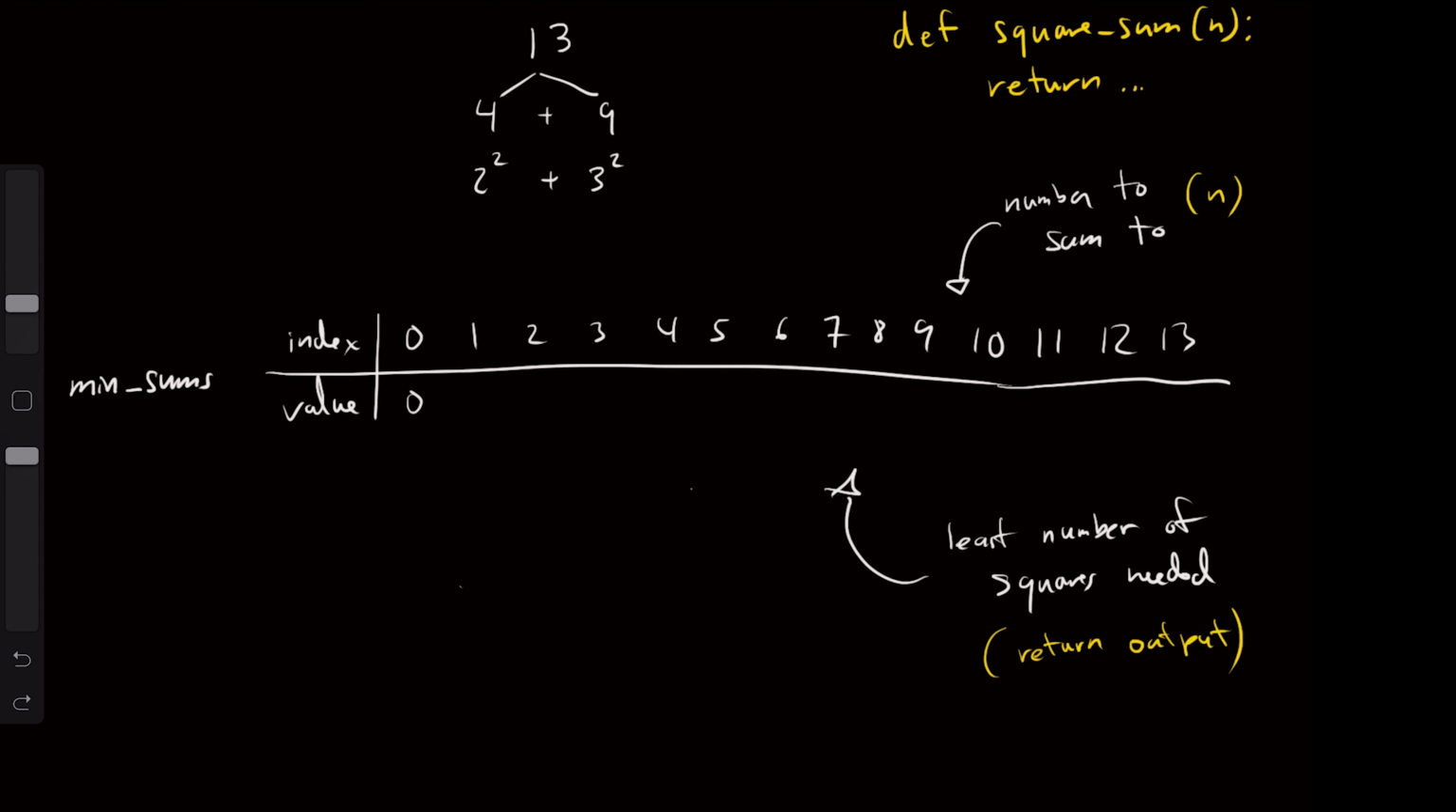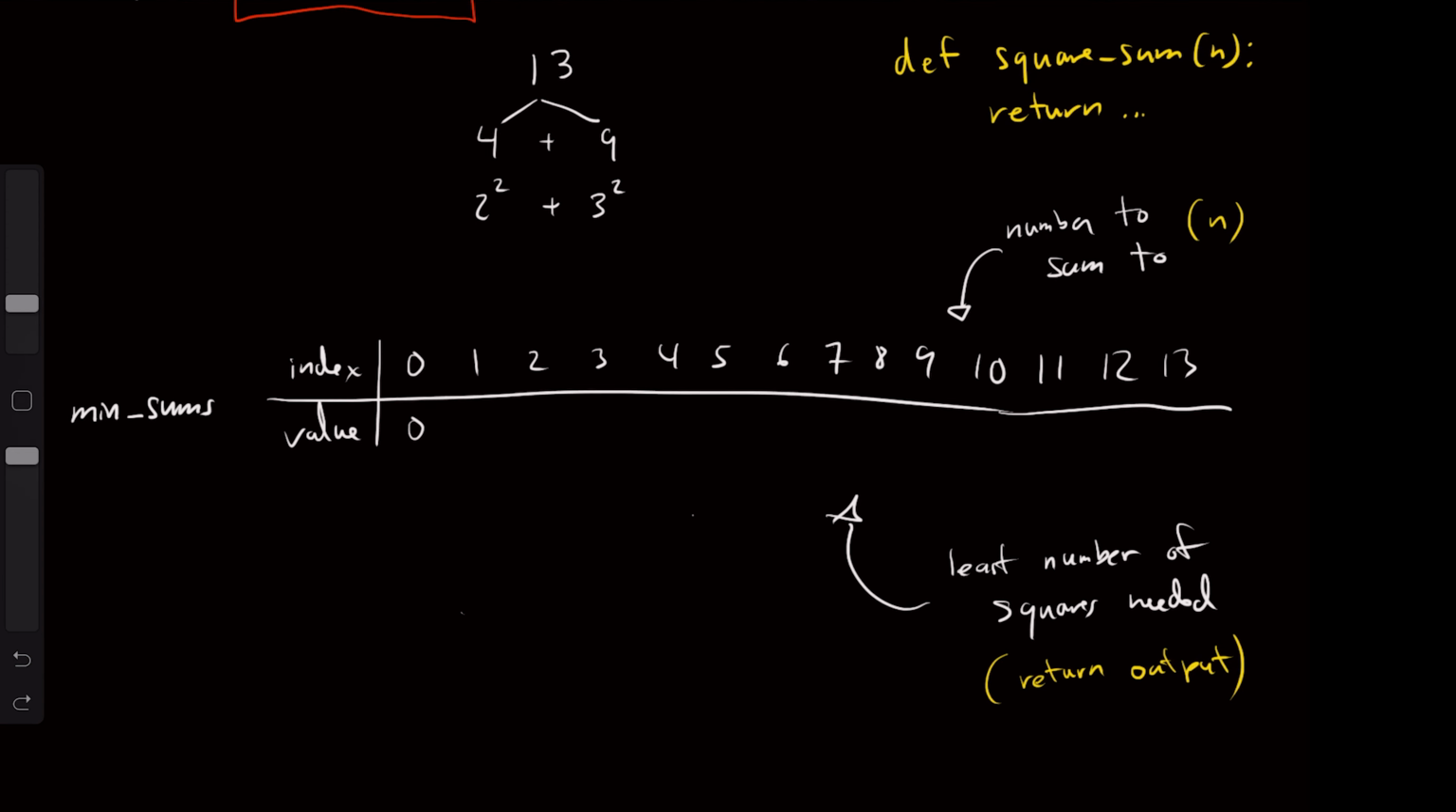So for example, the top would be the number to sum up to. So in our definition, that is n, right? That is n. And then at the bottom is the return output. So for example, how many squared numbers you need to sum up to that number. So yeah, this is what this is, and how is that going to help?